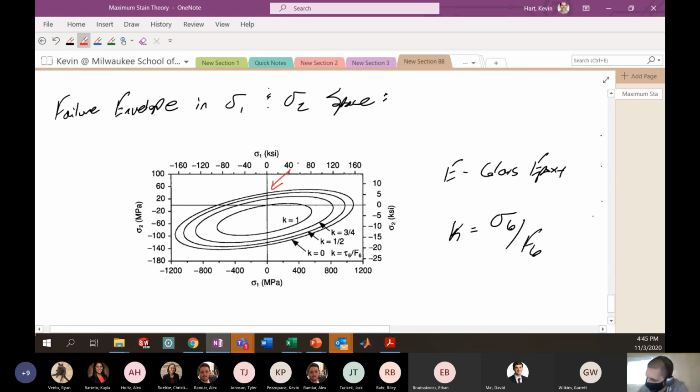So again, this value here is F2T, this value here, F1T, etc. You get the point.